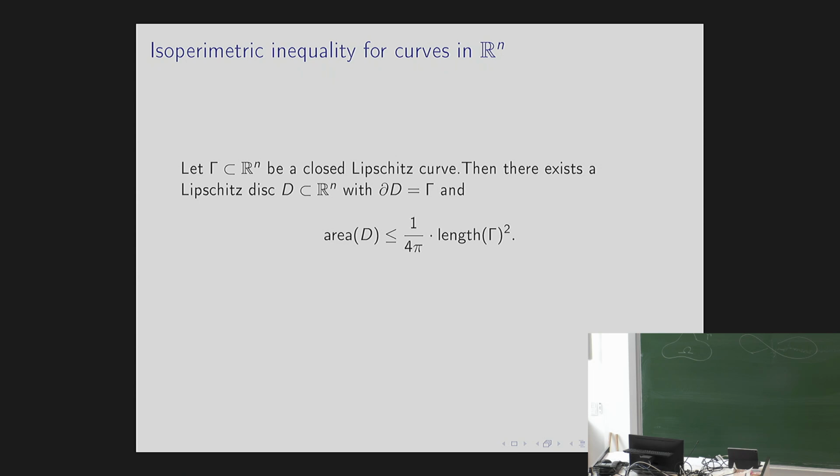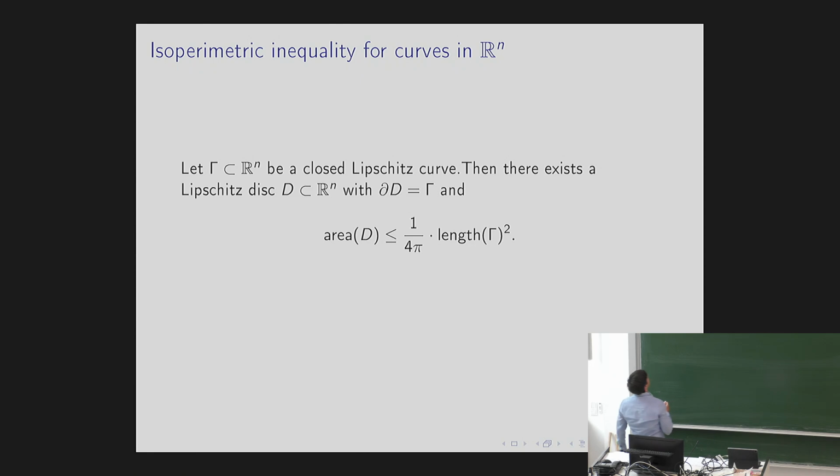And again, equality holds if and only if this disk is actually a flat disk lying in some two-dimensional subspace. And I know this is a colloquium talk. It's supposed to be light, but let's prove this, because it's easy enough, and there's something you can take away.